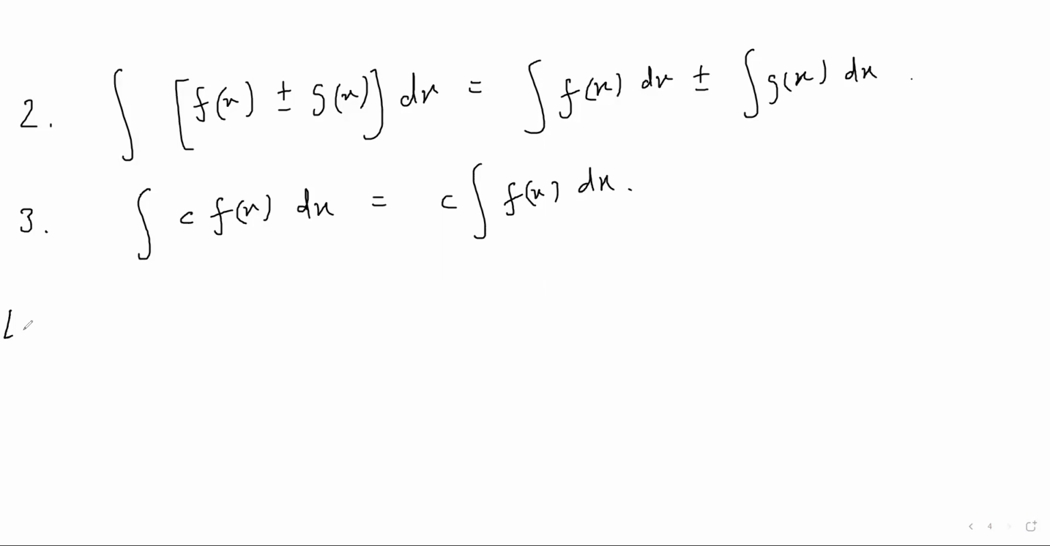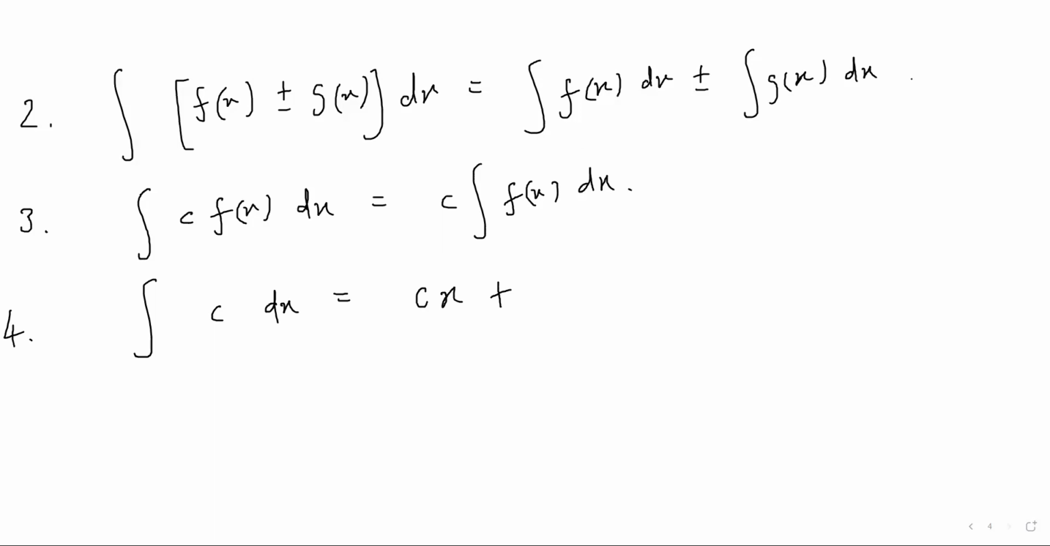And as rule number 4, let's put this just to remind ourselves: what is the integral of a constant with respect to x? The integral of a constant with respect to x is basically equal to that constant multiplied by x plus an arbitrary constant.